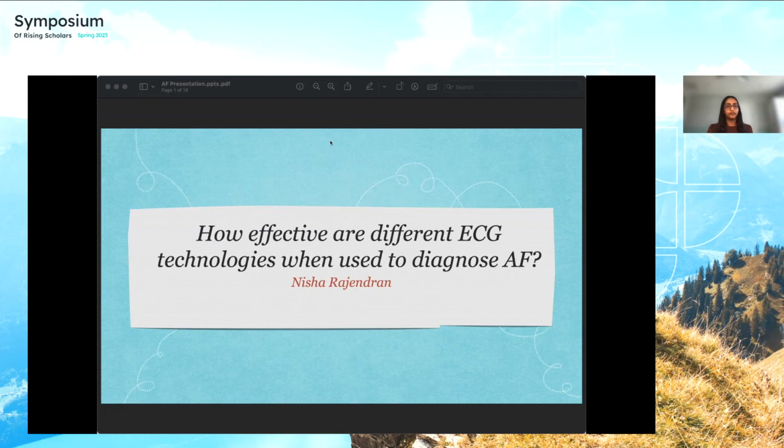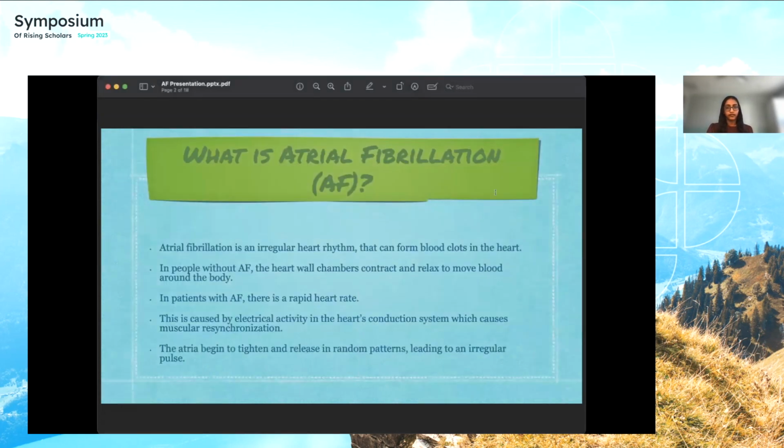My final product was a research paper that evaluates the effectiveness of different home-based ECG technologies in diagnosing atrial fibrillation. So what is atrial fibrillation?